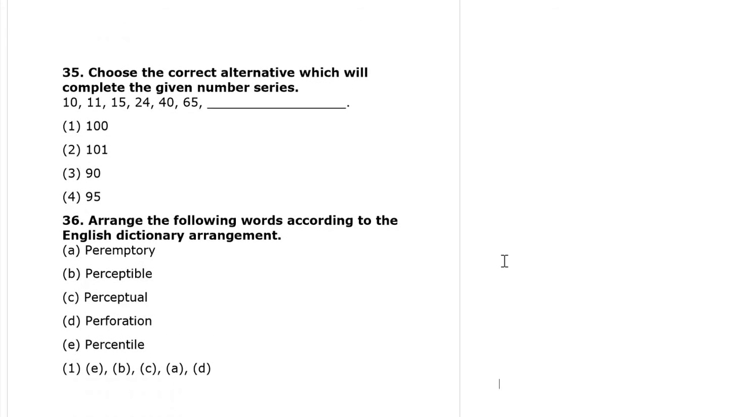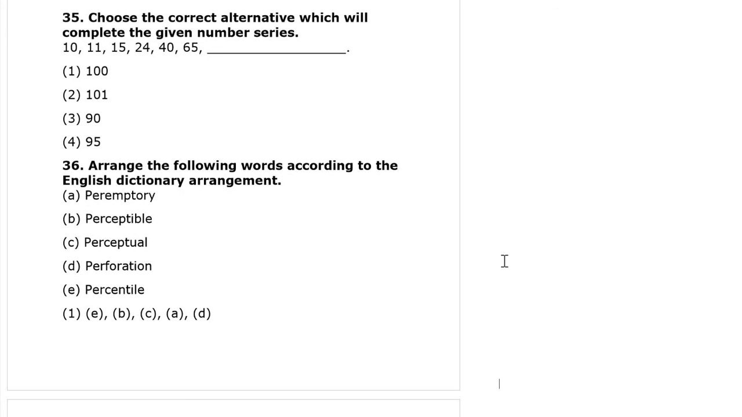Give the correct alternatives. So 10 plus 1, 11, plus 1, plus 4. This one is plus 9. So we could find the square numbers are adding here. So this one is 25. Next one is 36. If you add 36 here, you will get 101. Okay. Next, come to the next question.